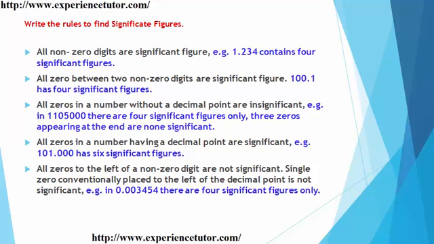Rule 5. All zeros to the left of a non-zero digit are not significant. A single zero conventionally placed to the left of the decimal point is not significant. Example, in 0.003454, there are 4 significant figures only.